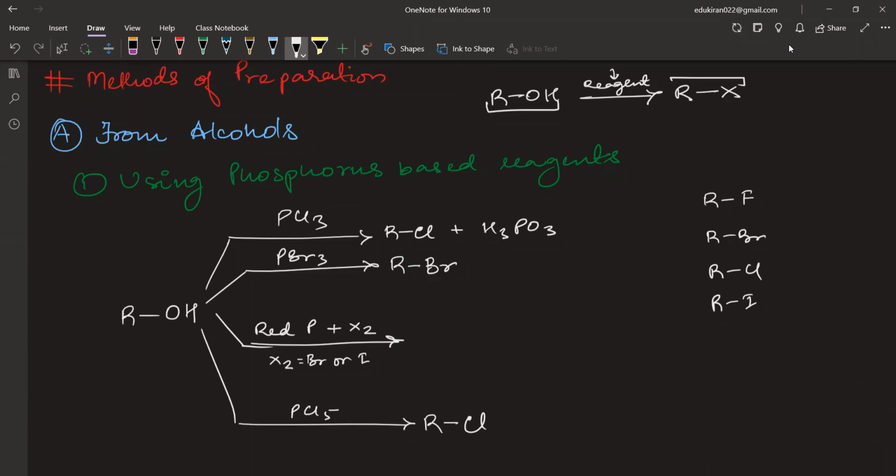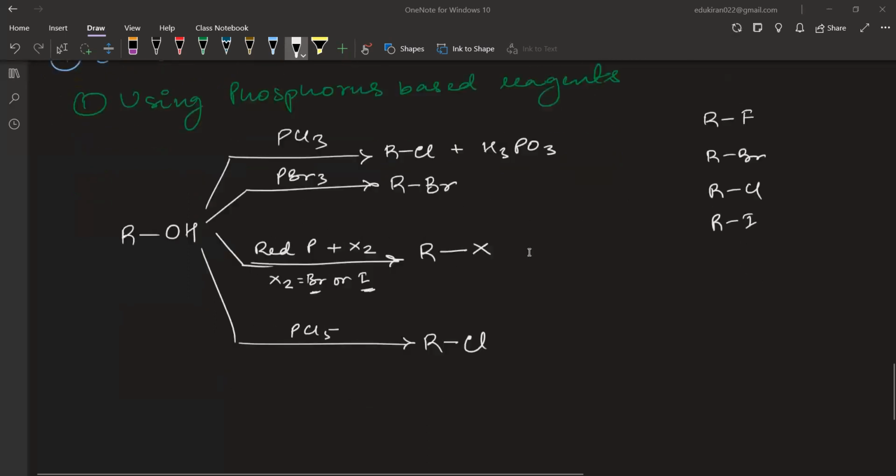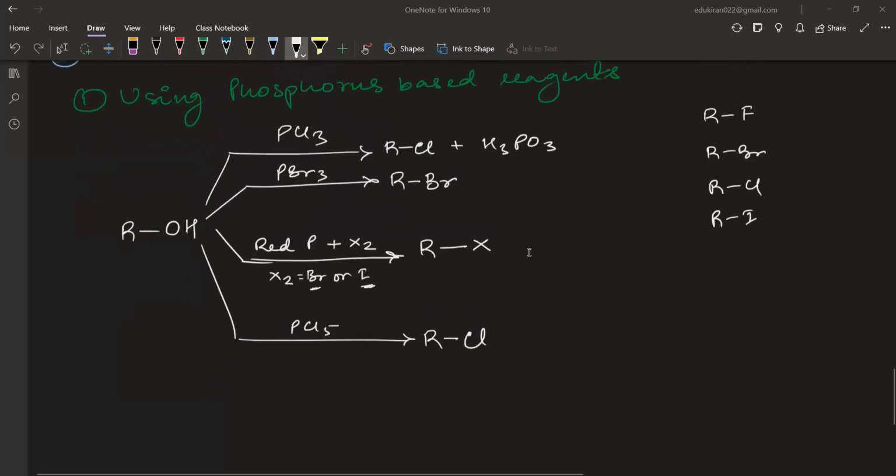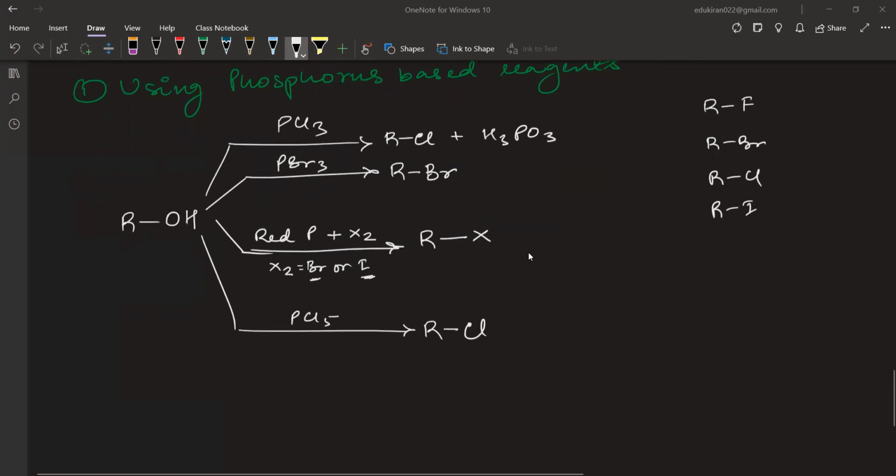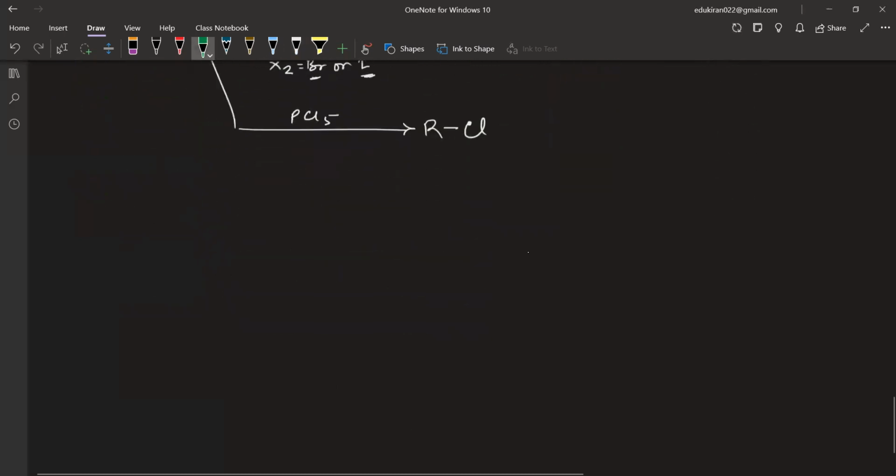Now, what I have written here, red phosphorus is reacting with halogen. When this halogen is Br, it will be RBr. When this halogen is iodine, it will be RI. So I will write it just as RX, depending on what the X is. The X can be either Br2 or I2. Depending on that, the product will be RBr or RI. Is this phosphorus based clear with everyone? Yes or no? Please tell me, guys. Yes, sir. Okay, very good.